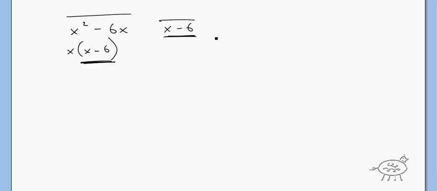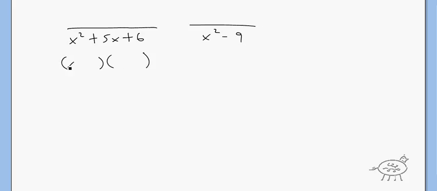So that's what you have to do: you've got to factor. Let's try another one: x squared minus 6x and x minus 6. What do those have in common? Let's factor this. It factors to x times x minus 6. There we go. The x minus 6's are in common, so my LCD is x times x minus 6.